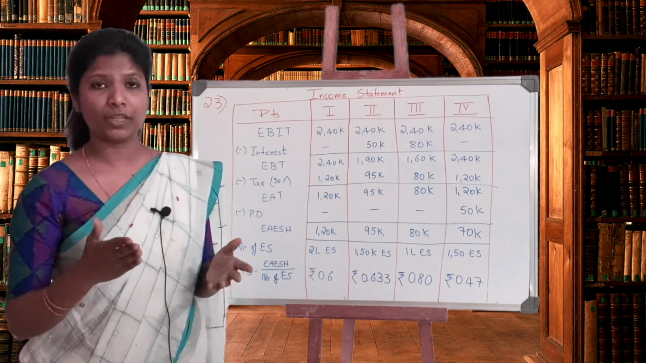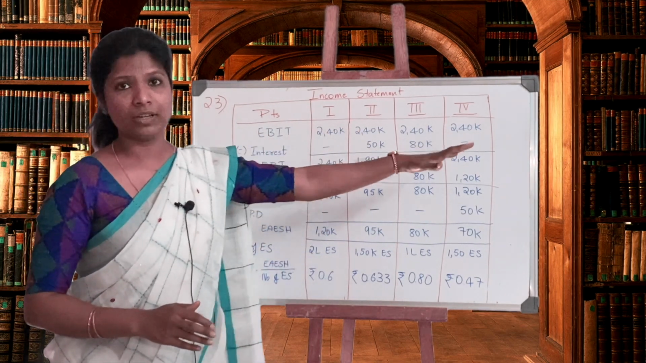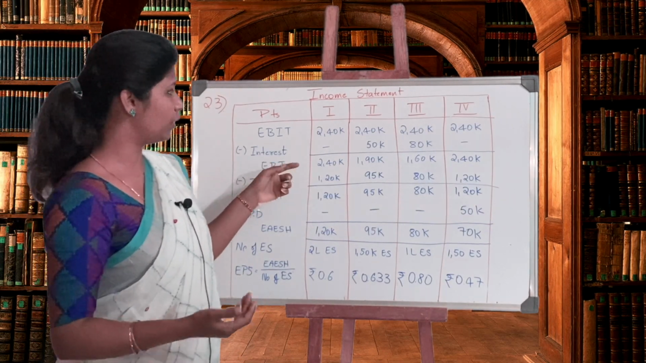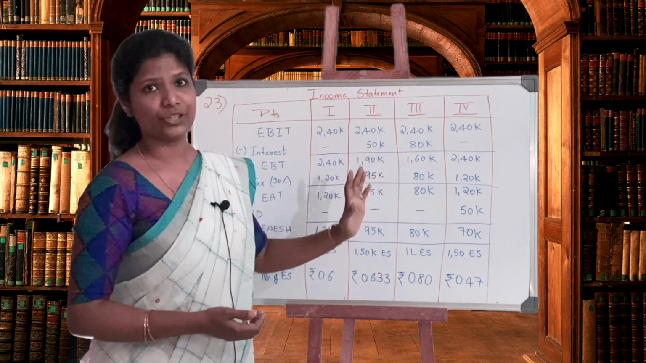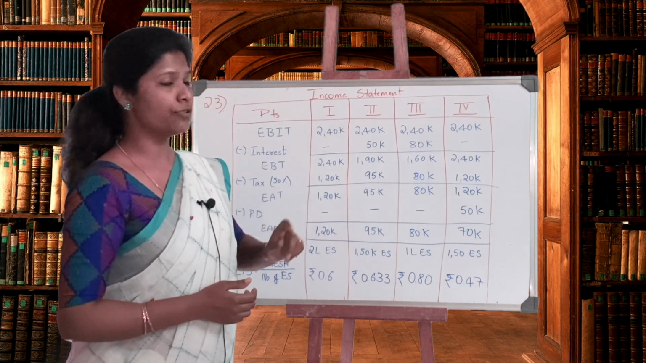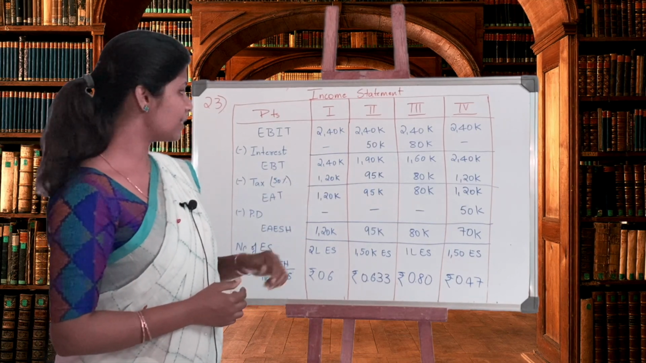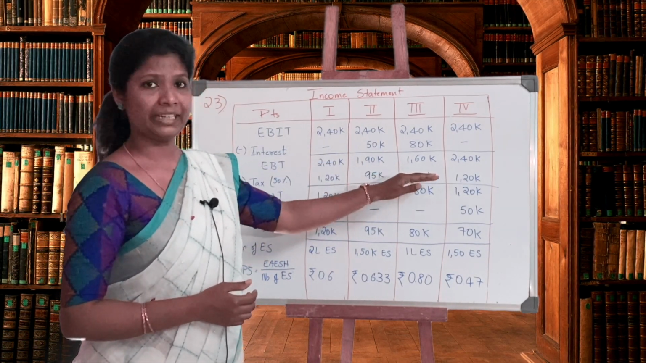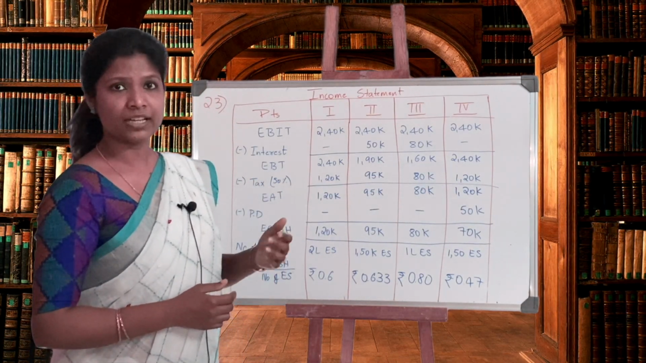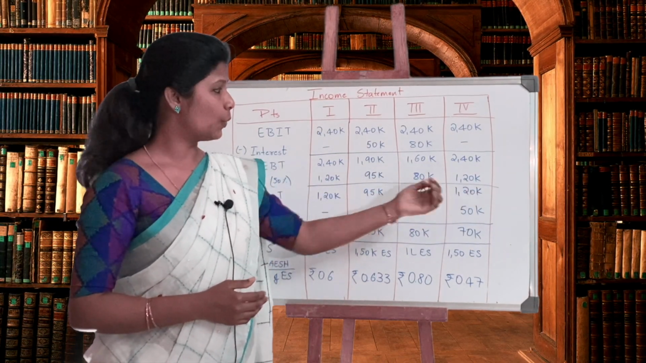EBIT, the operating profits of the company, stands at 2,40,000, which will be common for all the 4 different plans. And then interest, we just calculated in the previous working note that only Plan 2 and Plan 3 have interest. So it's going to be 50,000 for Plan 2 and 80,000 for Plan 3. And then when we deduct, we arrive at earnings before tax, which stands at 2,40,000, 1,90,000, 1,60,000 and 2,40,000. Next, tax is assumed at 50%. So half of that: 1,20,000, 95,000, 80,000 and 1,20,000.